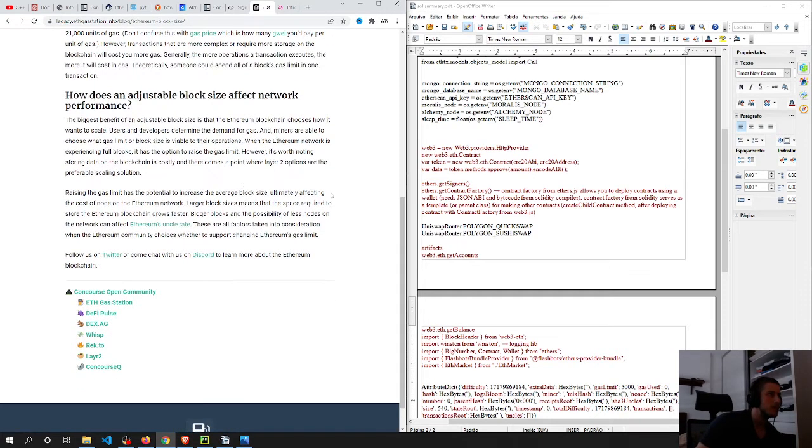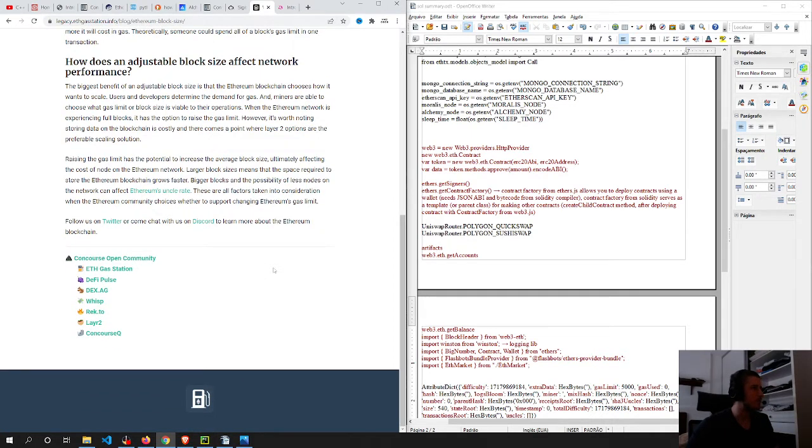How does an adjustable block size affect network performance? The biggest benefit of an adjustable block size is that the Ethereum blockchain chooses how it wants to scale. Users and developers determine the demand for gas, and miners are able to choose what gas limit or block size is viable to their operations. When the Ethereum network is experiencing full blocks, it has the option to raise the gas limit. However, it's worth noting that storing data on the blockchain is costly, and there comes a point where neither option is the preferable scaling solution.